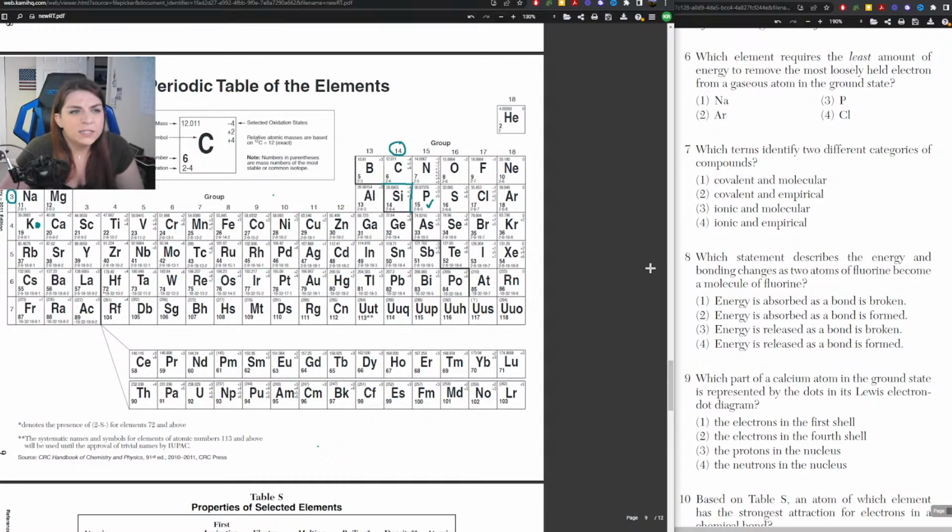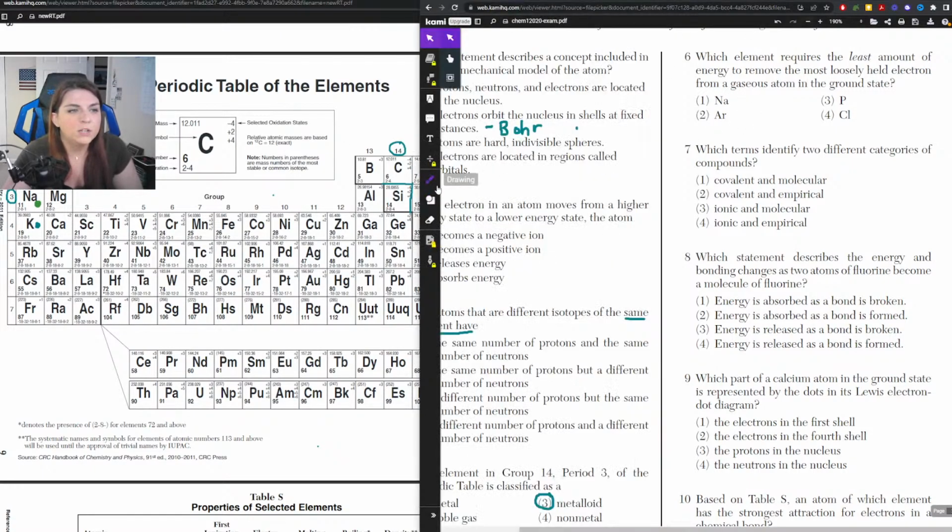So out of all of these listed, we are looking at elements that are all in the same period. We are asked about sodium, phosphorus, chlorine, and argon. And the lowest ionization energy is going to come from sodium, because sodium's trying to get rid of electrons. So taking an electron away from sodium is going to be quite easy, because sodium's trying to get rid of that electron.